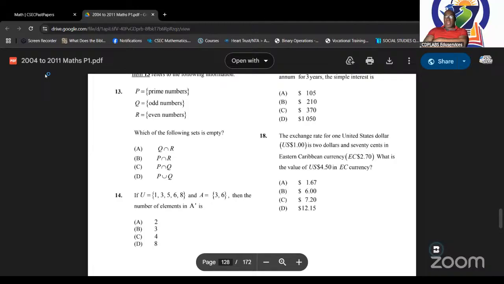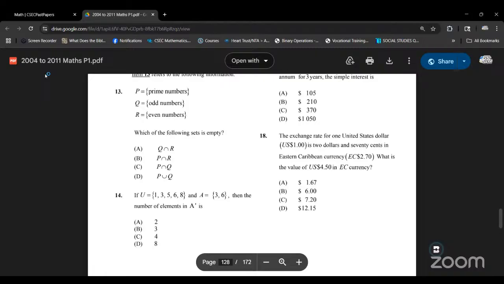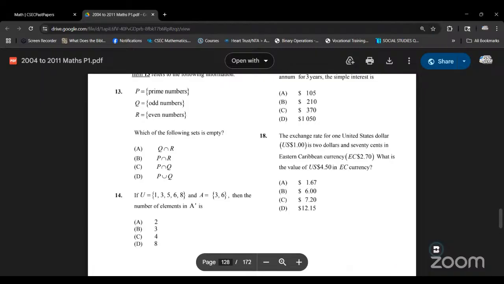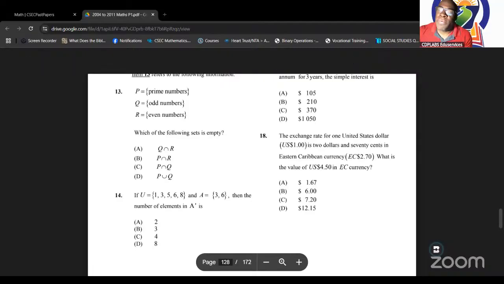D. Why is it D? Because in US, we are changing from 4.50. And we know 1 US is equal to 2.70. So it'll be 4.5 times more, right? Yes, sir. Good. So therefore, let's see now.